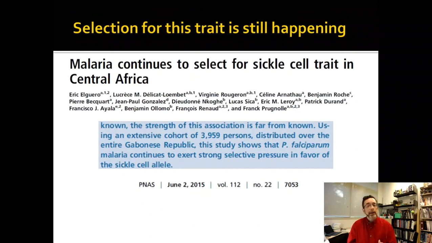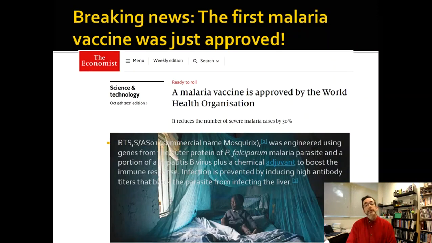And selection for this trait is still happening. We're seeing that hemoglobin S is still higher because malaria is still endemic. But maybe you've heard some good news on this front. This just came out. The World Health Organization has approved a malaria vaccine. I have never been able to say that before.